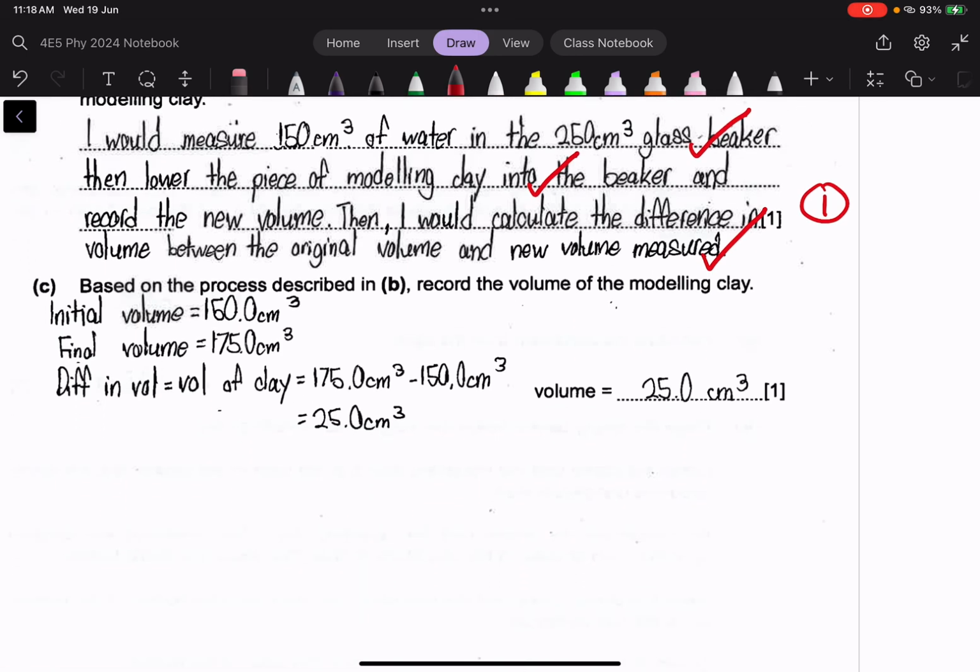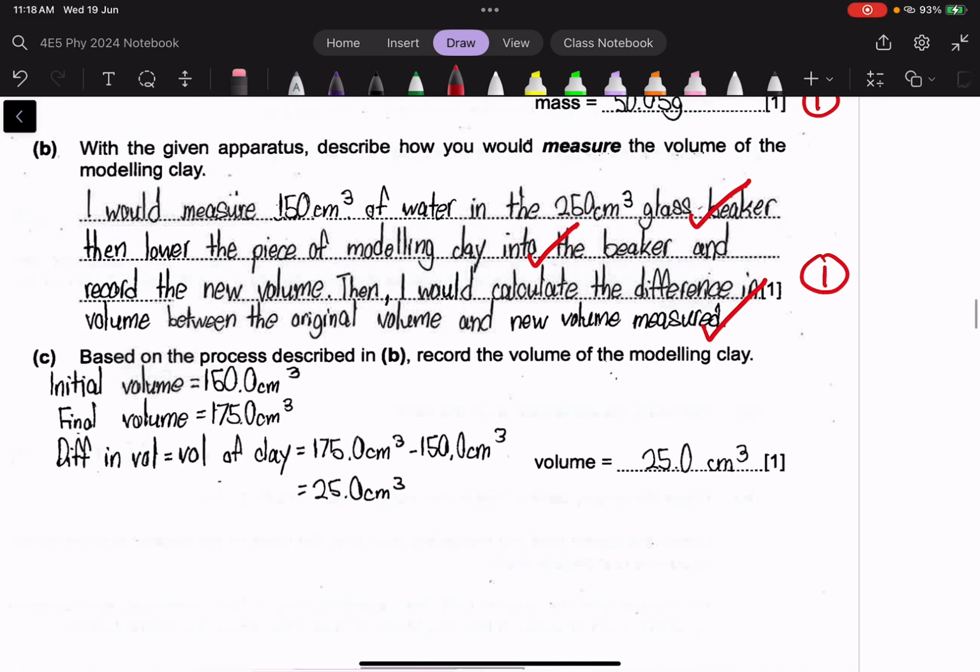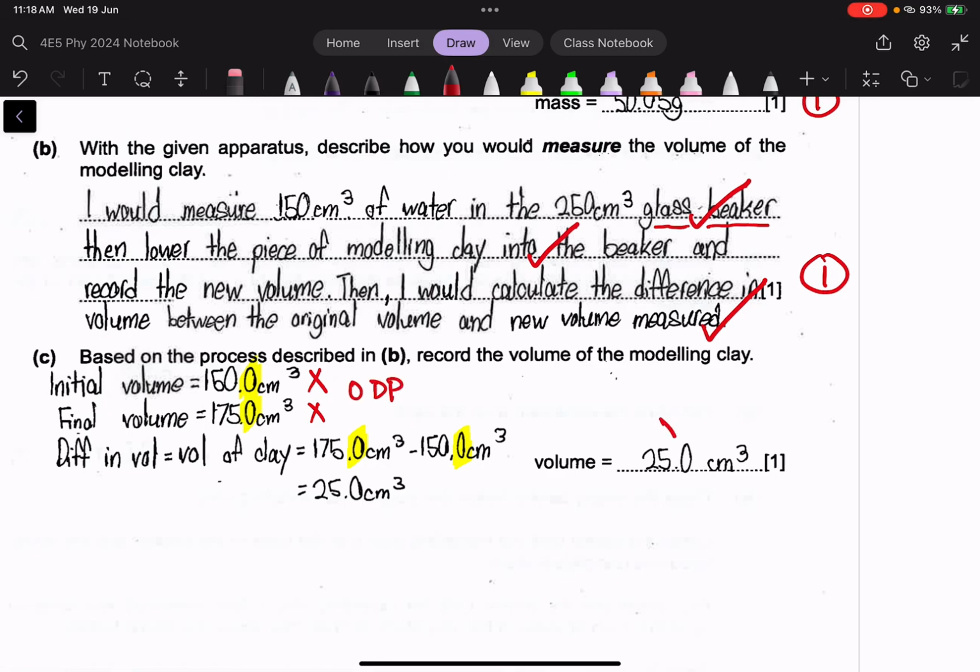Based on the process described, record the volume, then you're supposed to do it right. To do it right, you are using a beaker. With a beaker, you cannot read until 0.01. It is not so precise. This one I remember, now I remember already, I set this paper. The beaker is the trick. Why is the reading so off? Because the beaker cannot allow you to read the new water level properly. So actually this one unfortunately is wrong. It's actually 0 dp. So this one should be 25, 0 dp. Yeah, unfortunately.